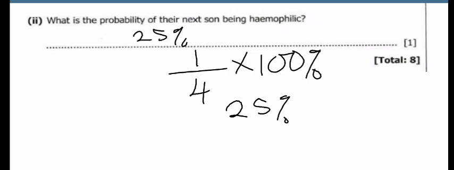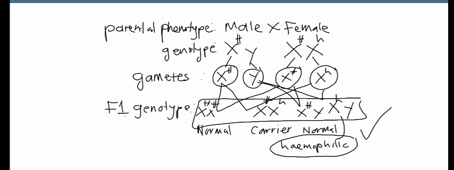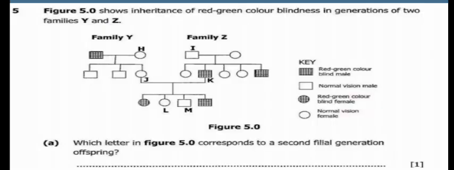So I'm getting this from this one, we have one son who is hemophilic, and the total number of offspring that we have here is 4. So we need to say 1 divided by 4 multiplied by 100%. Then when you do the computation, you're going to get the same answer, which is 25%. So that is how you are supposed to answer this question when it comes in this way. Let's see the next question.